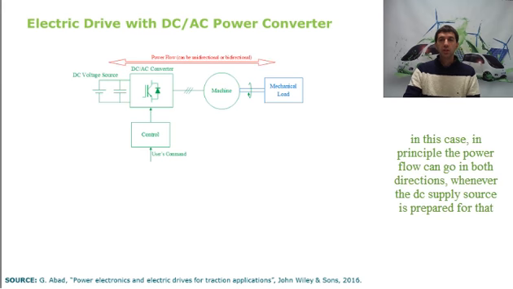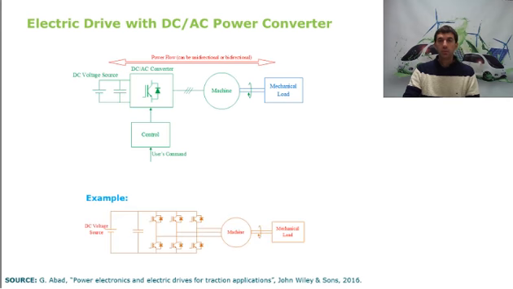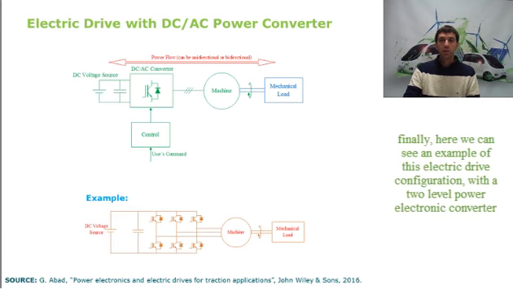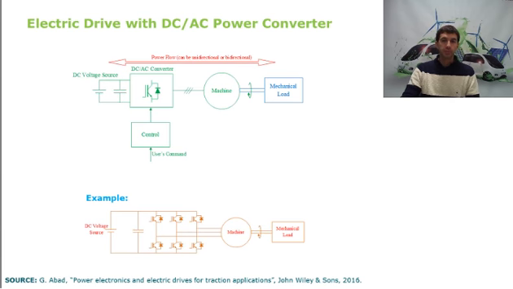In this case, in principle, the power flow can go in both directions, whenever the DC supply source is prepared for that. Finally, here we can see an example of this electric drive configuration with a two-level power electronic converter.